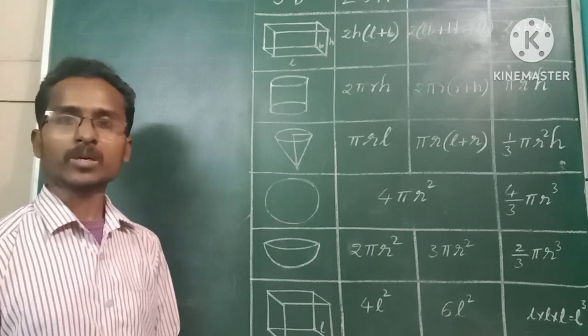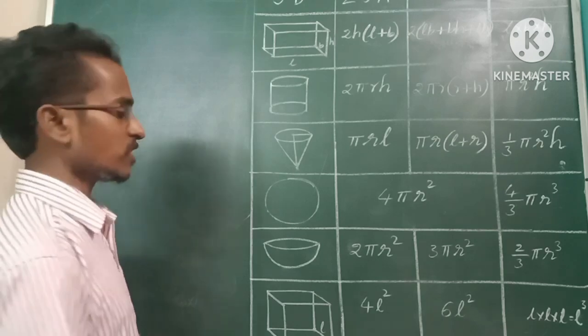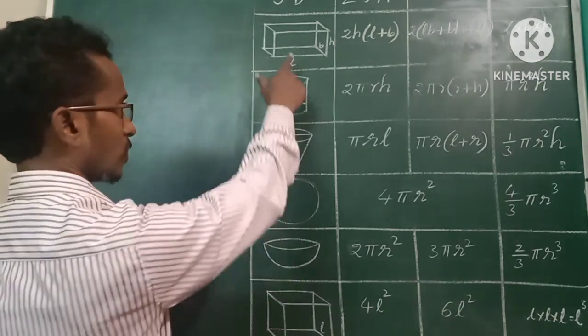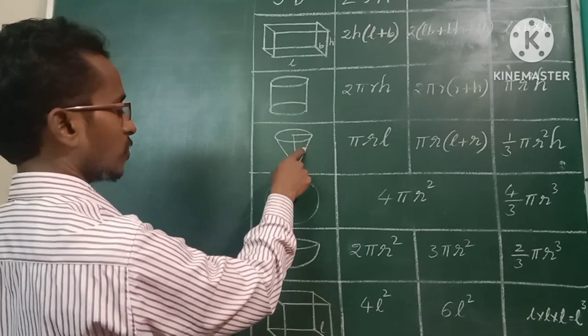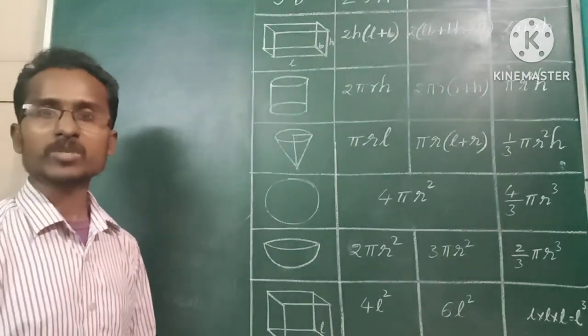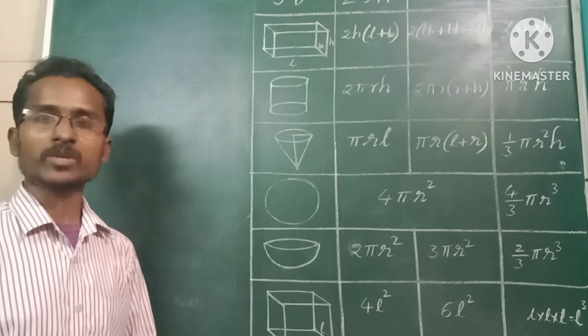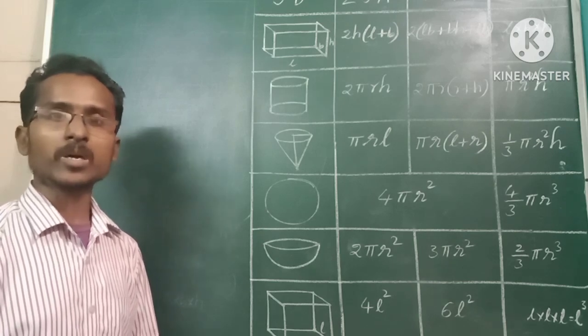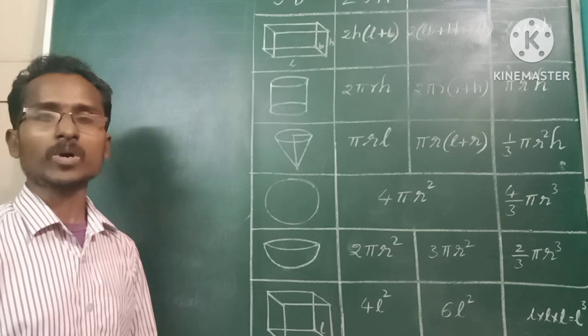But what are the three-dimensional figures? Cube, cuboid, cylinder, cone, sphere, hemisphere. These are the three-dimensional figures. The three-dimensional figures have a lateral surface area, total surface area, and volume.